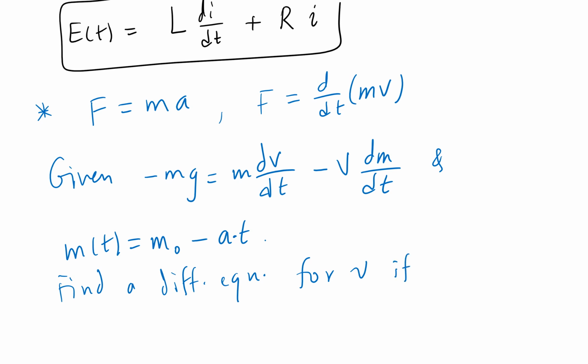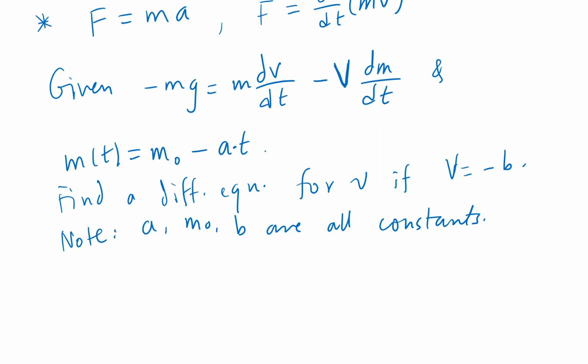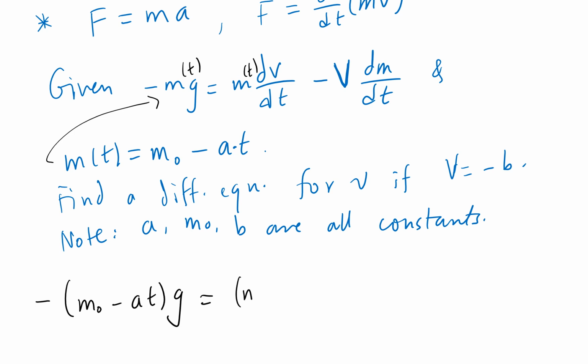If v is negative b, this v here is negative b. Note a, m0, and b are all constants. So when we say m, this means m of t. So I can replace those in there. So negative, instead of m, it's m0 minus at, g equals m of t, which is m0 minus at.